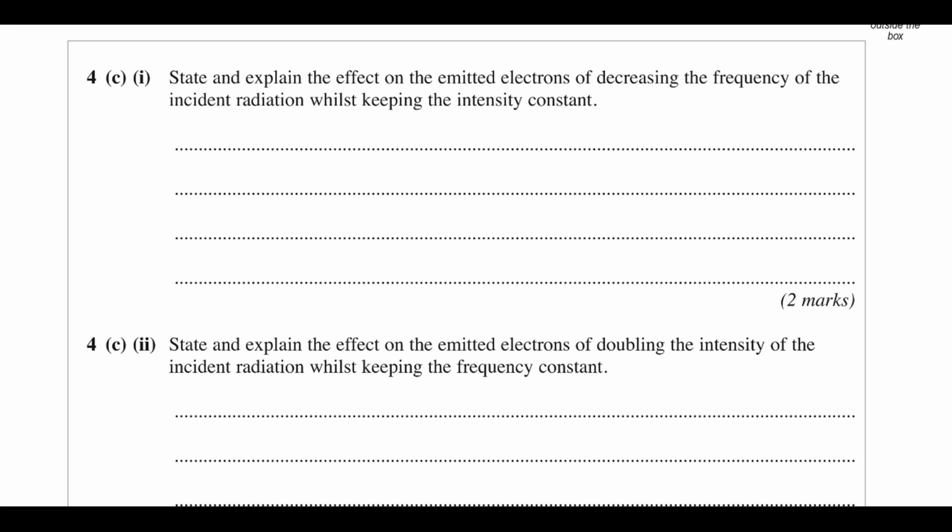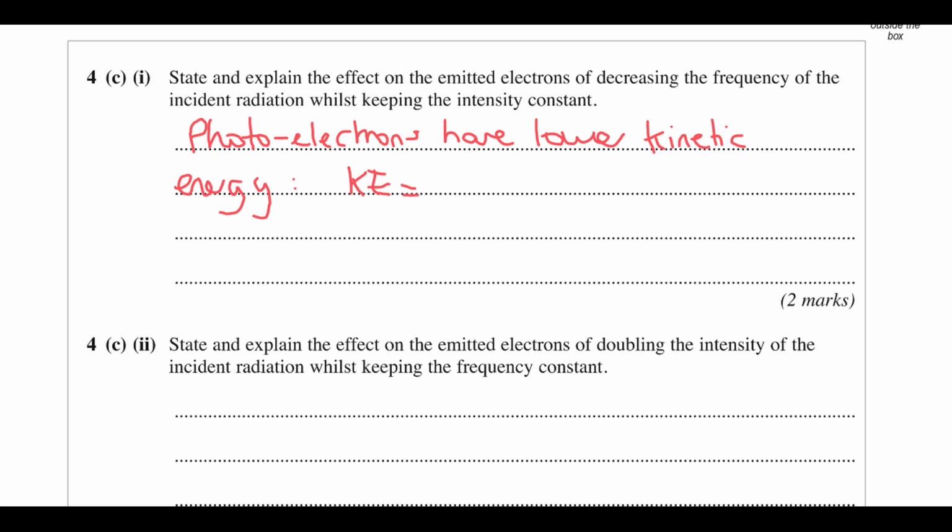So we've got two things, so we're going to explain what would happen. Photoelectrons have lower kinetic energy. That's stating what would happen, and in terms of explaining it, the kinetic energy is given by photon energy minus the work function. Decreasing frequency decreases photon energy.